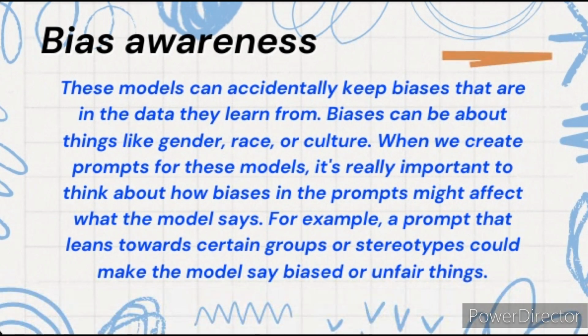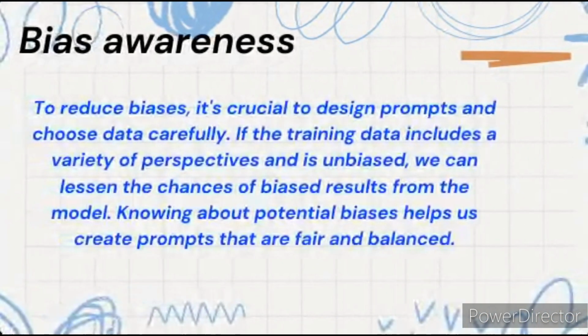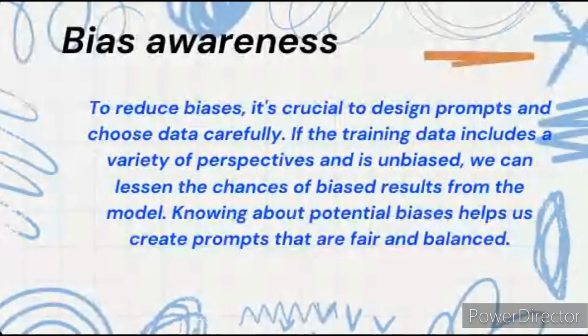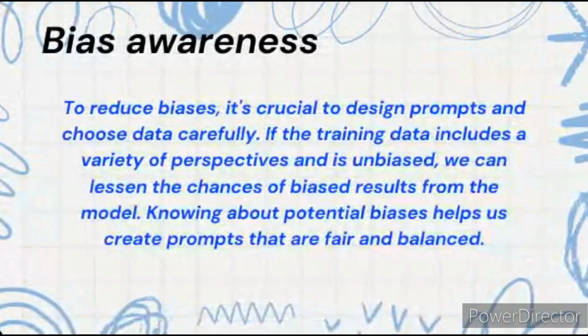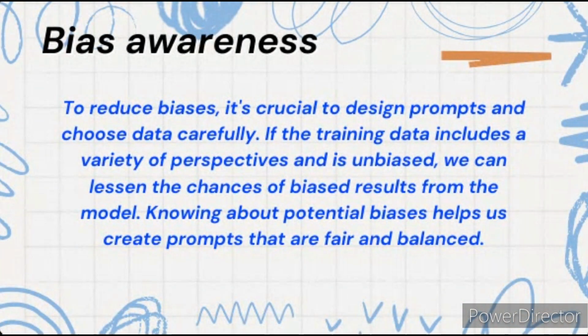For example, a prompt that leans toward certain groups or stereotypes could make the model say biased or unfair things. To reduce biases, it's crucial to design prompts and choose data carefully. If the training data includes a variety of perspectives and is unbiased, we can lessen the chance of biased results from the model. Knowing about potential biases can help us create prompts that are fair and balanced.